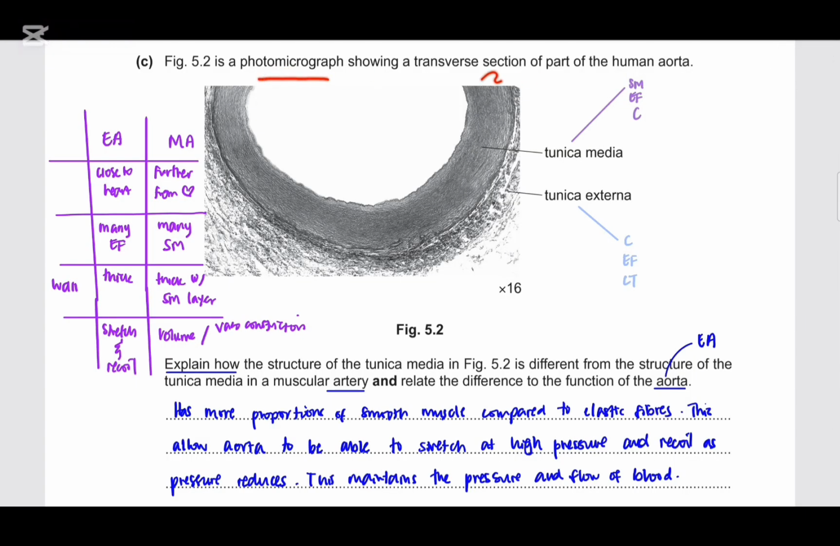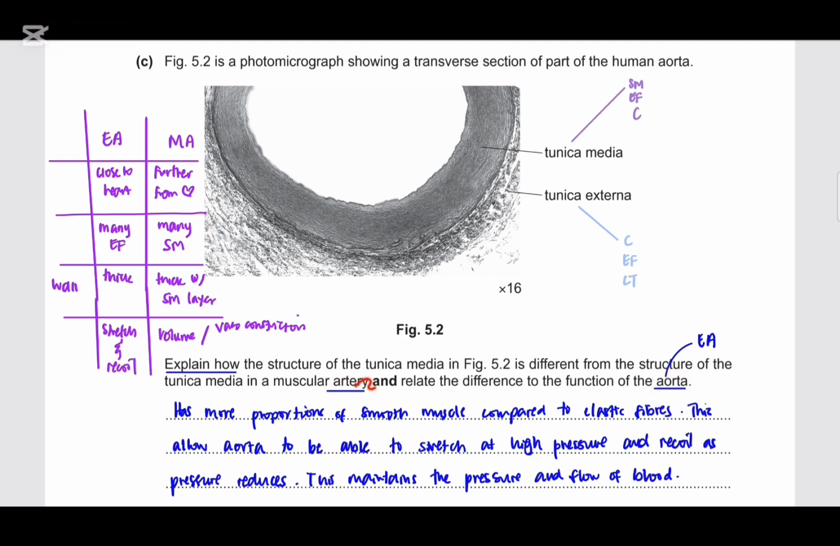Next, we have a photomicrograph of the transverse section of the human aorta, the largest artery in our body. We can see that we have the tunica media, the tunica externa, and this would be the tunica intima. And then this is the lumen of the aorta. So for figure 5.2, explain how the structure of the tunica media is different from the structure of the tunica media in a muscular artery, and relate the differences to the function of the aorta.